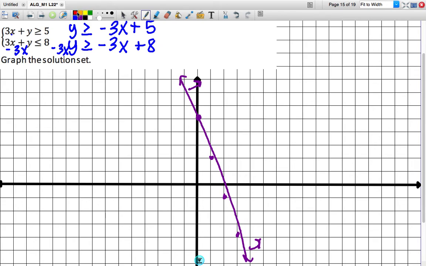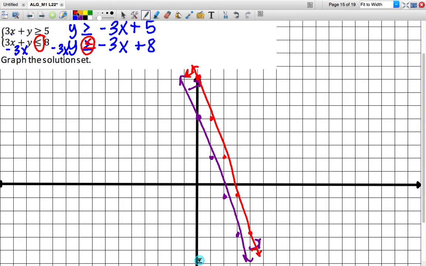And let's graph the other one. I've got a y-intercept of 8. My slope is the same, down 3 over 1. And it's a greater than or equal to symbol, which means it is a solid line. And my symbol is, oh, I wrote the wrong symbol. You see that? Less than or equal to versus greater than. So this should really be a less than or equal to. I don't know why I flipped that. Less than means I'm going to shade below the line.